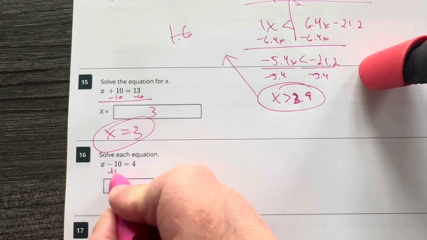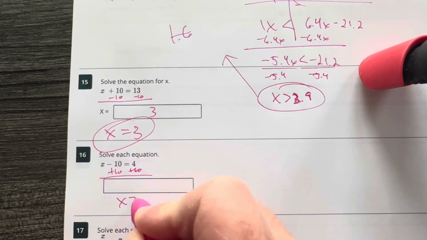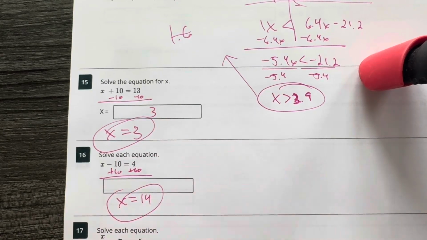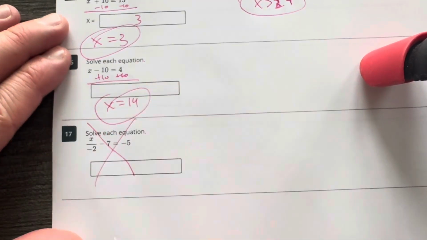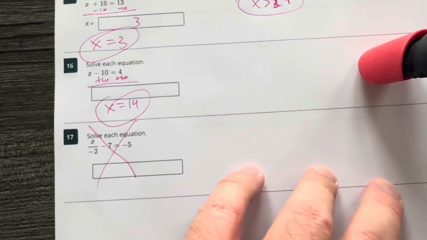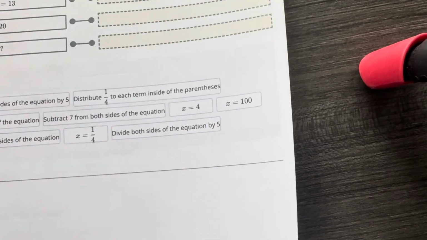Here, solve this equation, plus 10 on both sides. X equals 14, right? Rock and roll. I'm going to skip number 17 for the interest of time. I didn't realize I was at 12 minutes already. Okay, so we're going to skip number 17 for now. You will not see anything like that on your test.